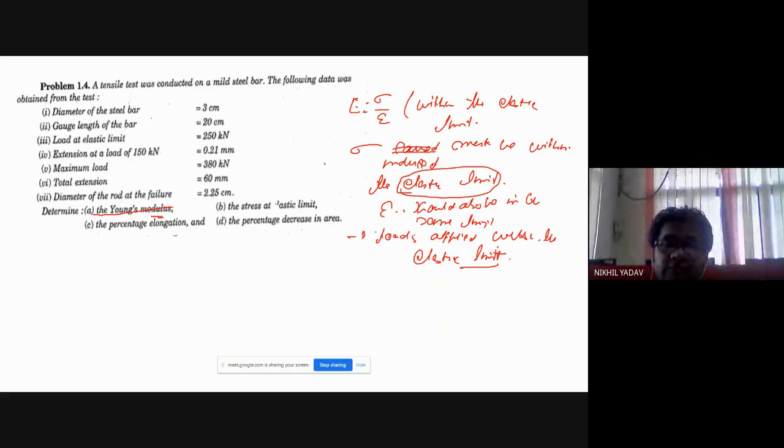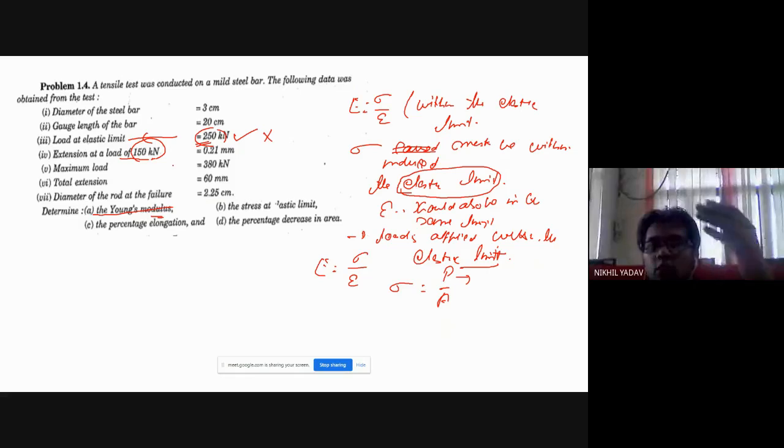Okay, in that case we find out E, which is equal to sigma upon strain, or epsilon, where sigma is equal to P upon A. This is the load within the elastic limit. What do we see, is it 250? No. Is it a load of 150, which is lower than this? This load is being applied within the elastic limit, so we have to take a load which is lower than that, right? In that case this will be equal to 150 upon A.